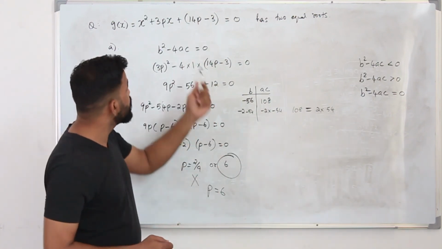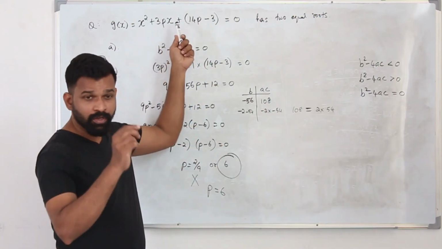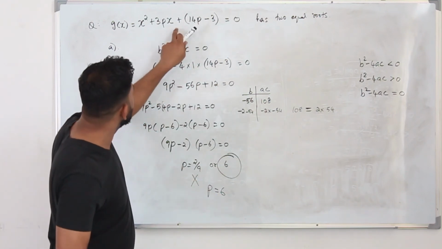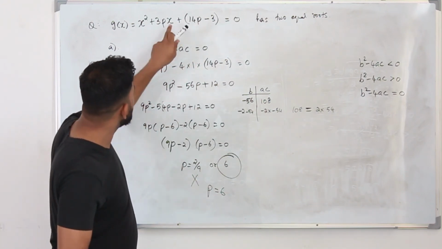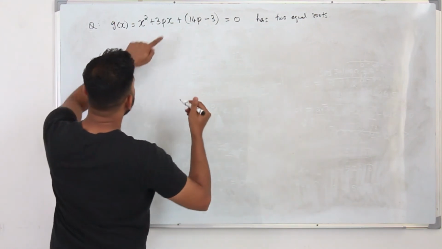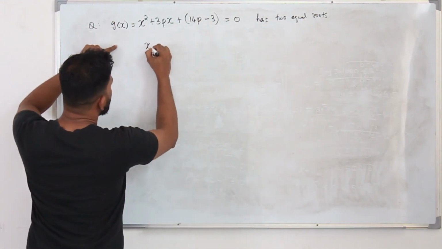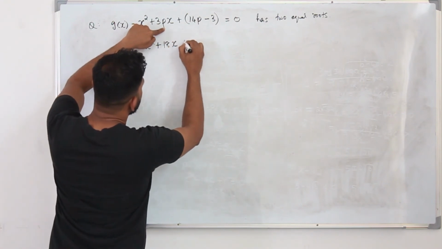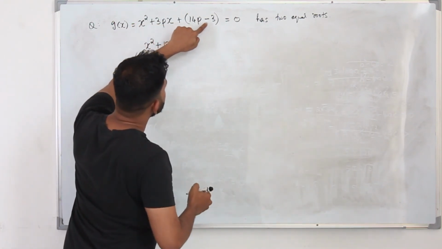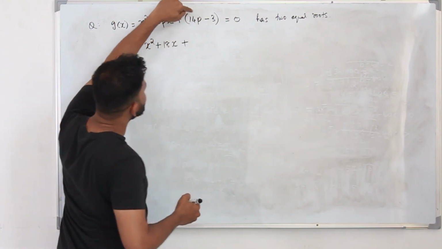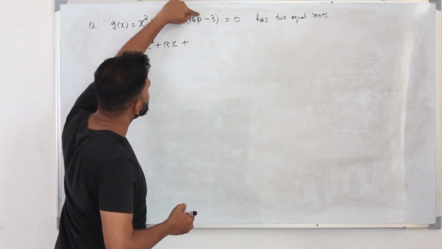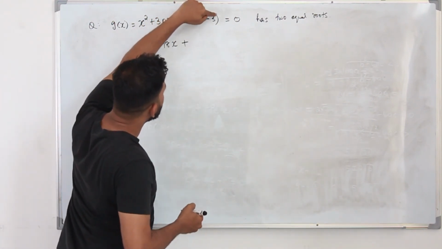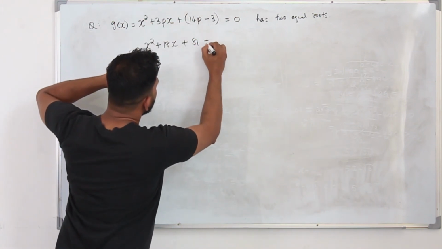Part B, they want you to solve this equation. Before you solve, plug in the value here. Replace p by 6, so it becomes x squared plus 3 times 6, 18x, plus 4 times 6 minus 3. 4 times 6 is 24, minus 3, 21, if I'm not wrong.